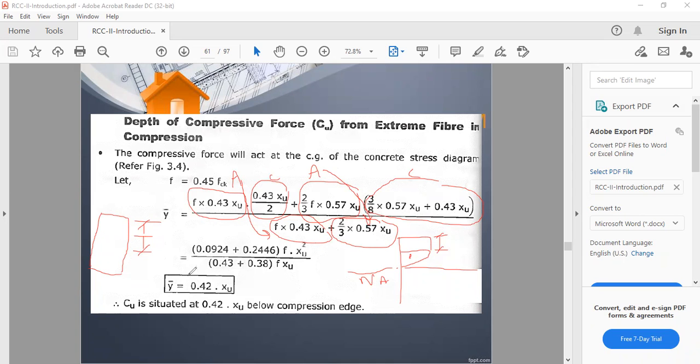If you solve all those things, the final value you will get is that Y bar is 0.42 x. Or you can say that Cu is nothing but the compression force from the extreme fiber in compression.